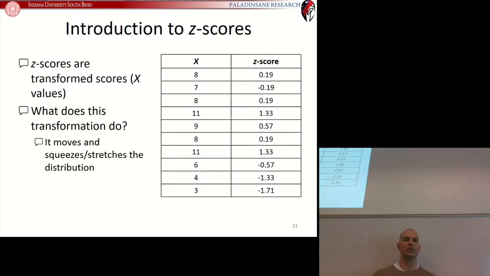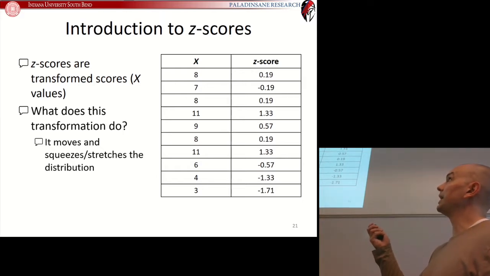So what, again, this transformation does is it takes your frequency distribution from a random location or wherever it might be, moves it so that it's centered on a very specific location, and then if it's too wide, it squeezes it in, and if it's too narrow, it stretches it out. So that's all that this transformation does.